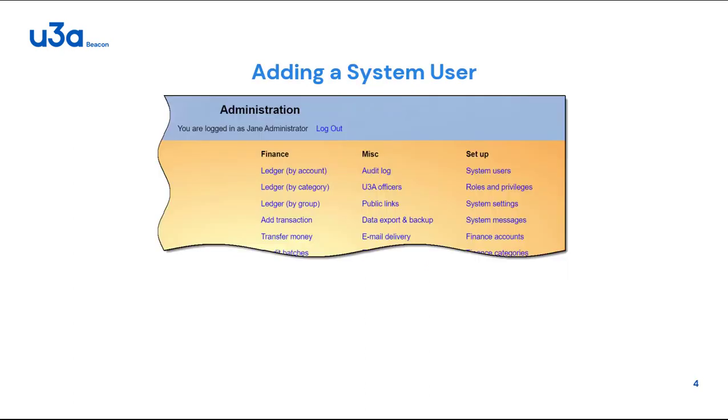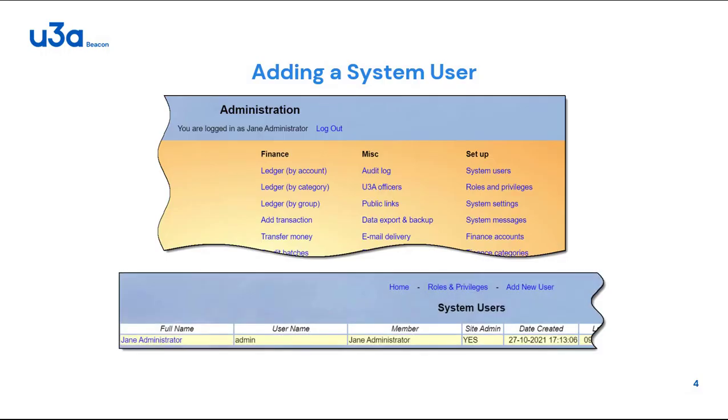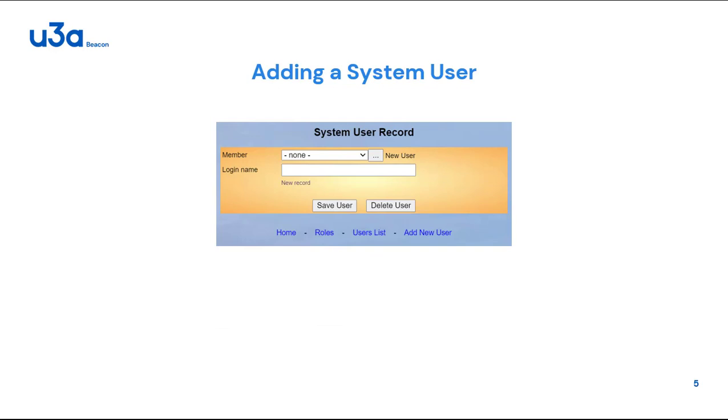To add a new system user, select System Users from the Setup column at the far right of the main administration menu. You'll now see a list of existing users and details of when they last accessed the system. Select Add New User from the options shown in blue at the top of this list. This presents a screen where you choose the member and set their login name.